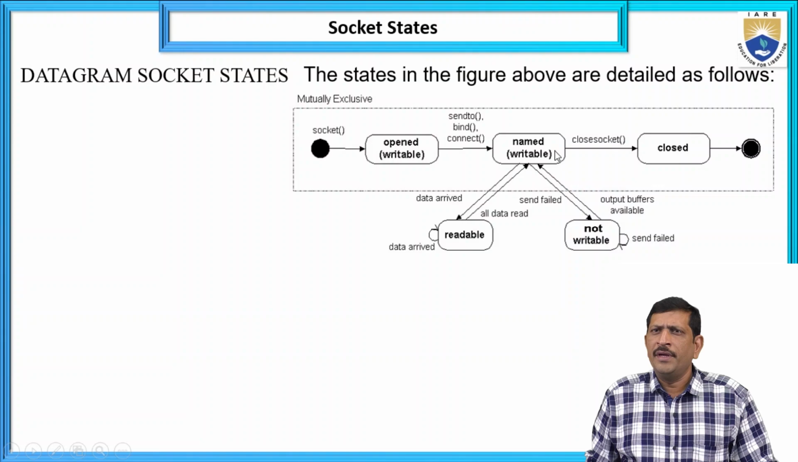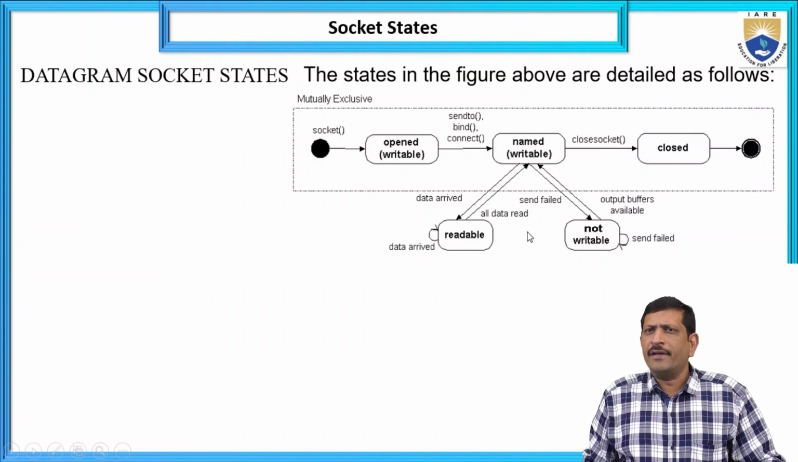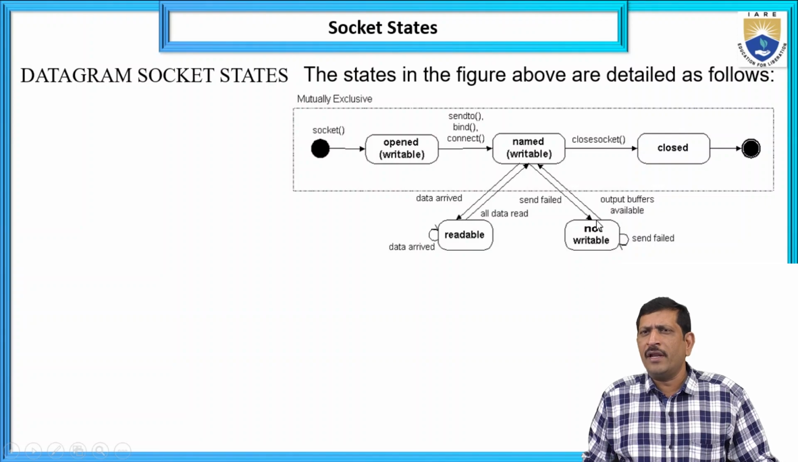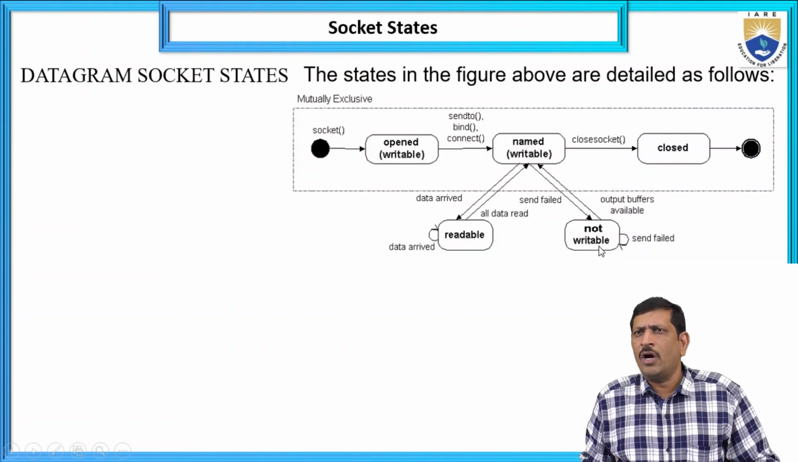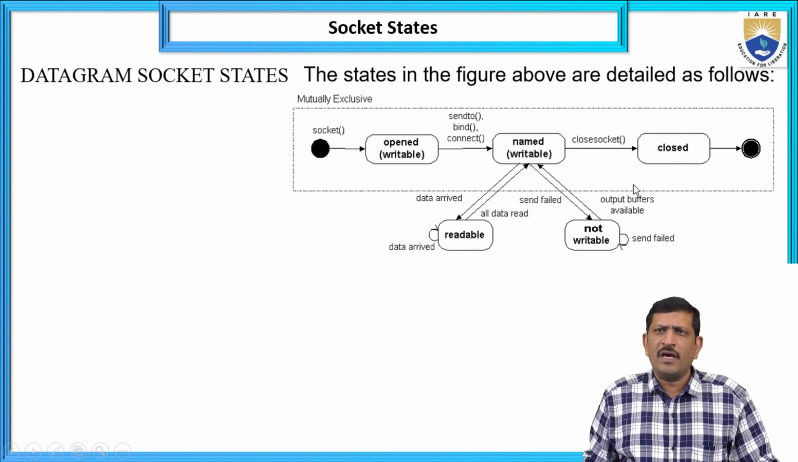Named here once, if it is writable, the data has arrived and it is readable. Data arrived is readable, data is read and sent. Otherwise, the sending has failed, so it is not readable. If the data sending fails from client to server or server to client, that means it is not writable. The output to the buffer is available.